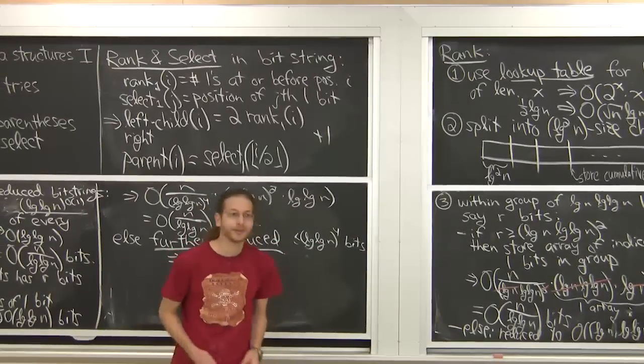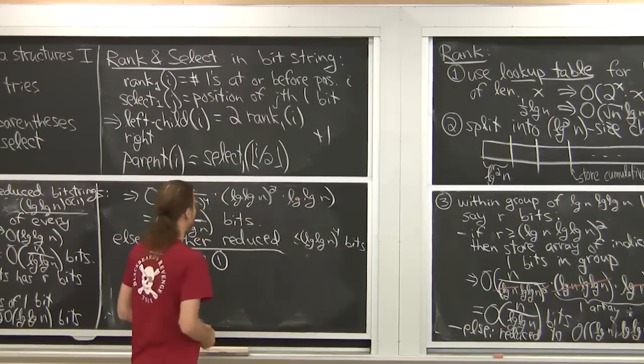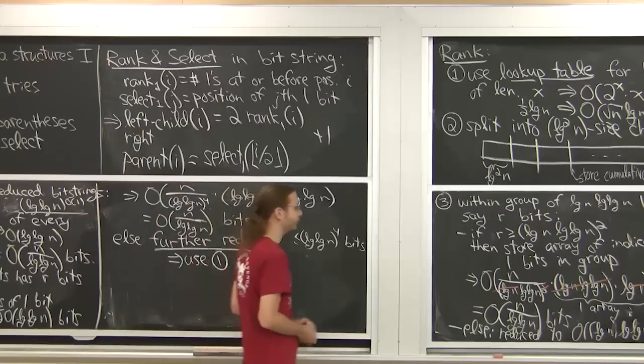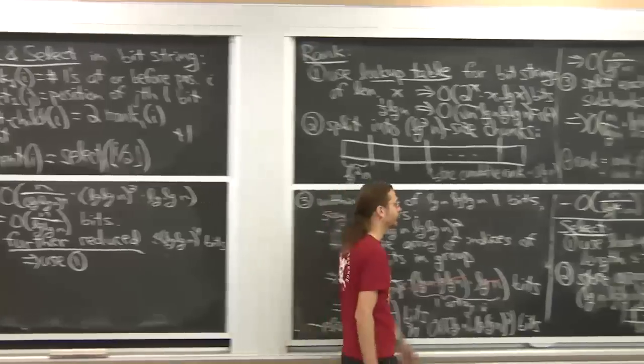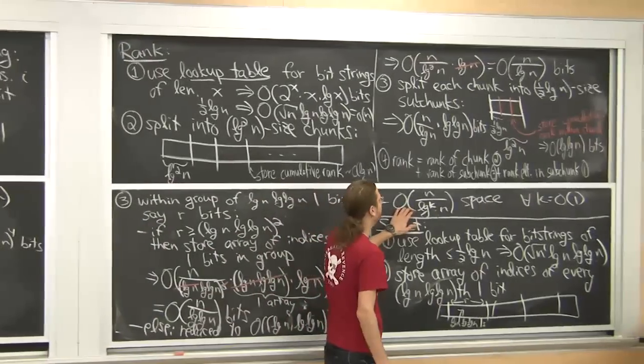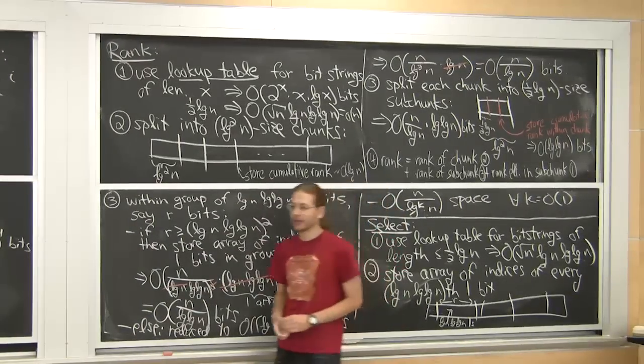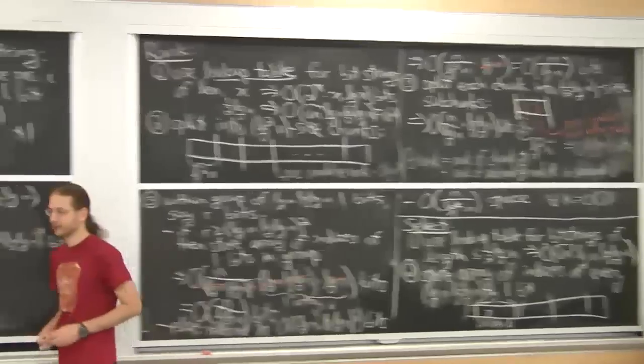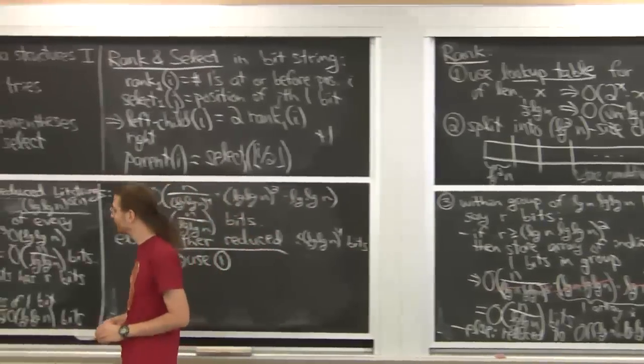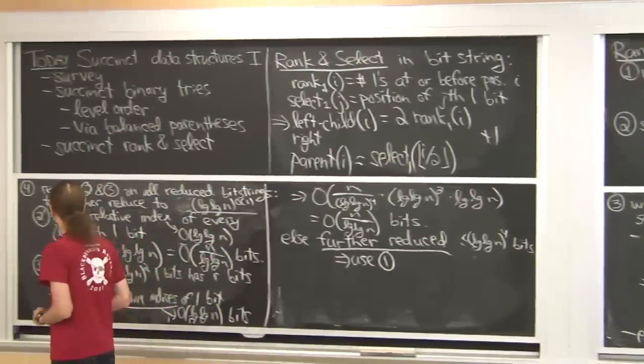Now, as I said, select is a little more complicated than rank, but in the end, constant time, little o of n space, n over log n, which can again be improved by Pătraşcu to n over log to the k n, for any constant k. Question? Can you just quickly remind us how the 2 and 3 changed on the second recursion?